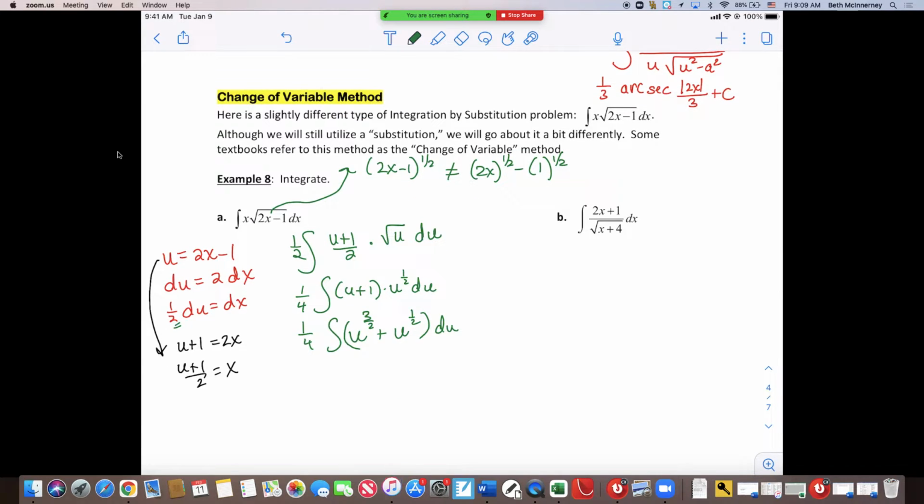So now we know how to integrate this. So I'm going to increase the power by 1, divide by that new power, increase the power by 1, divide by that new power, and add my arbitrary constant c. We need to back substitute what u is. Oh yeah, sorry. Thank you. Yep, absolutely. So then that'll be what, 1/10, and then let's replace u with 2x minus 1 to the 5/2 plus 1/6, 2x minus 1 to the 3/2 plus c.